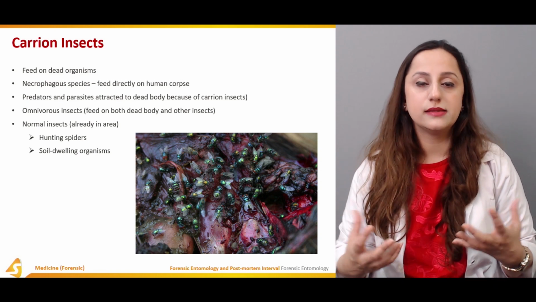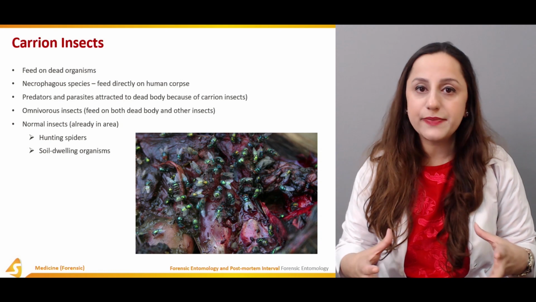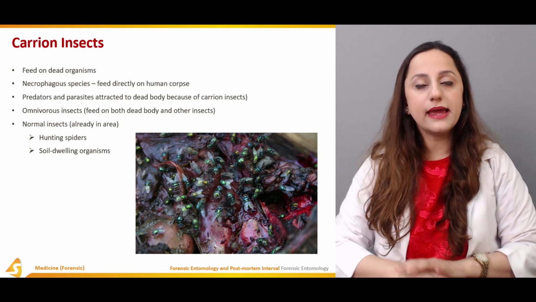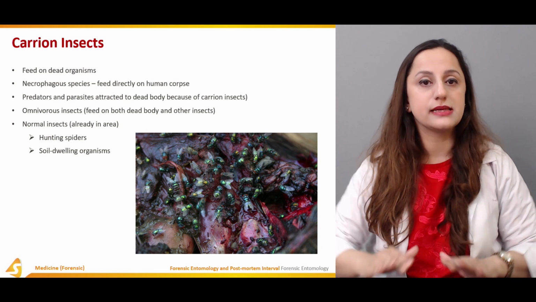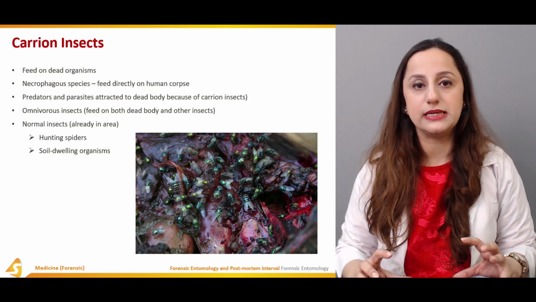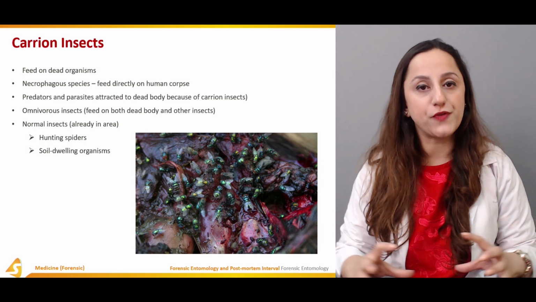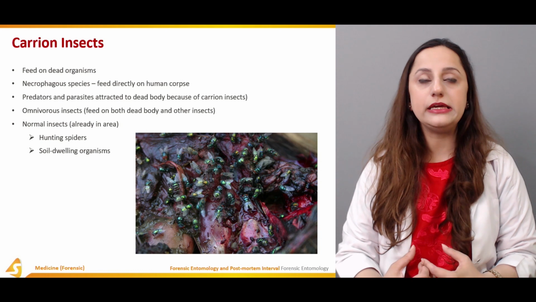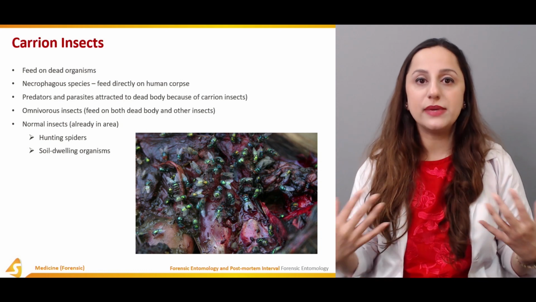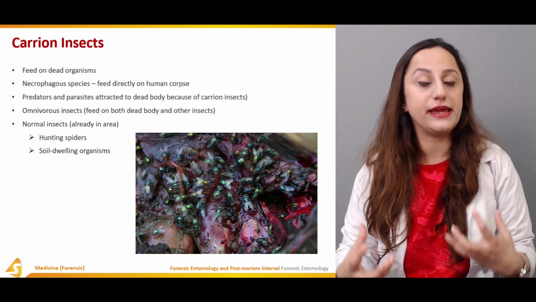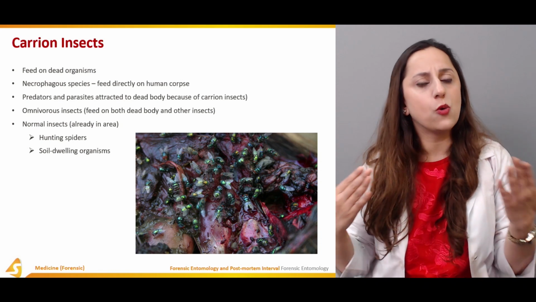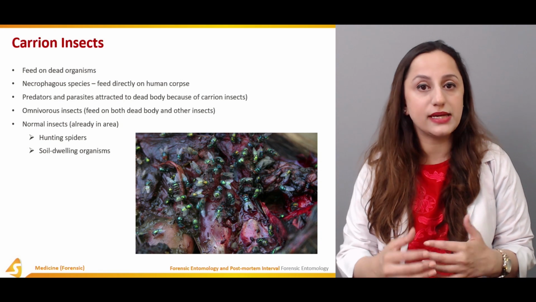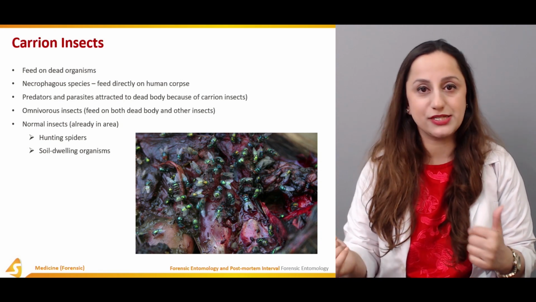They can be hunting spiders, they can be soil-dwelling organisms, and any entomologist, when he starts investigating a crime scene, should get a full geographical profile of that area. He should note down the environmental conditions prevailing in that area for the past 1 or 2 weeks. It would be a mainstay while he's calculating the post-mortem time interval.